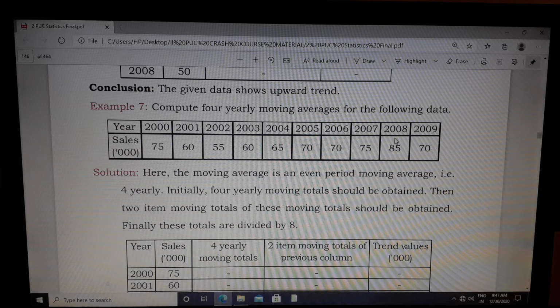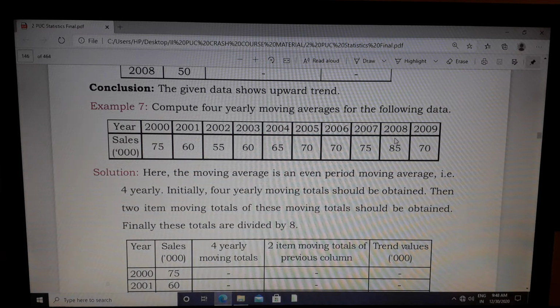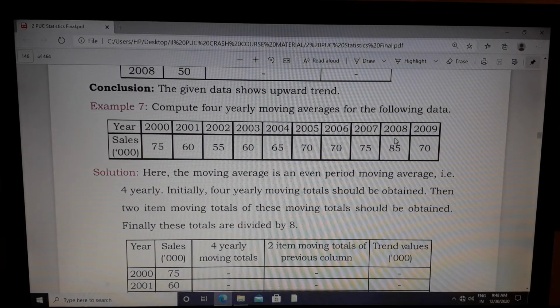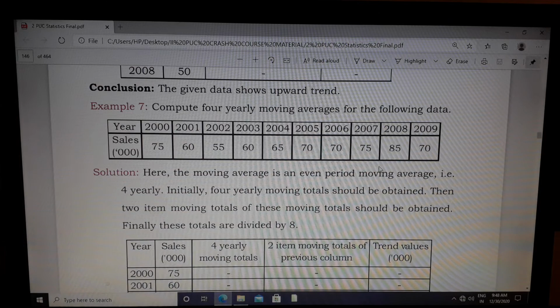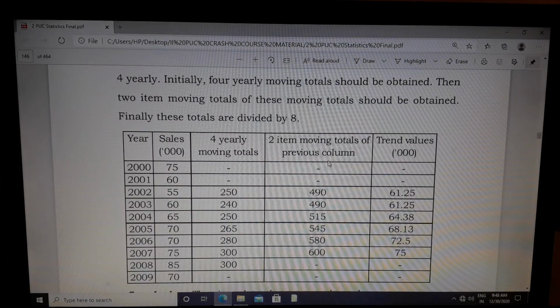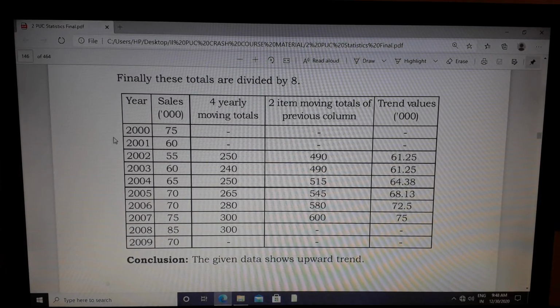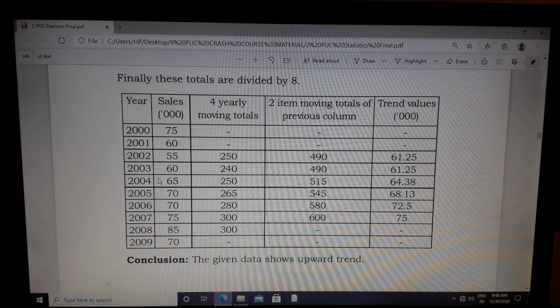Initially the 4 yearly moving total should be obtained as usual, and then the 2 item moving total or 2 centering moving total, anything is fine, of these moving totals should be obtained, and then finally these totals are divided by 8. Why? The reason I will tell you. Look at this now. So an even number of time periods, 2000 to 2009, and then sales 75 to 70.